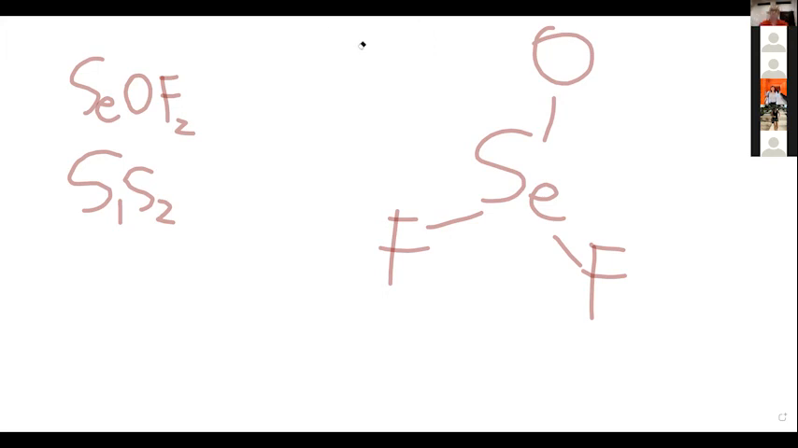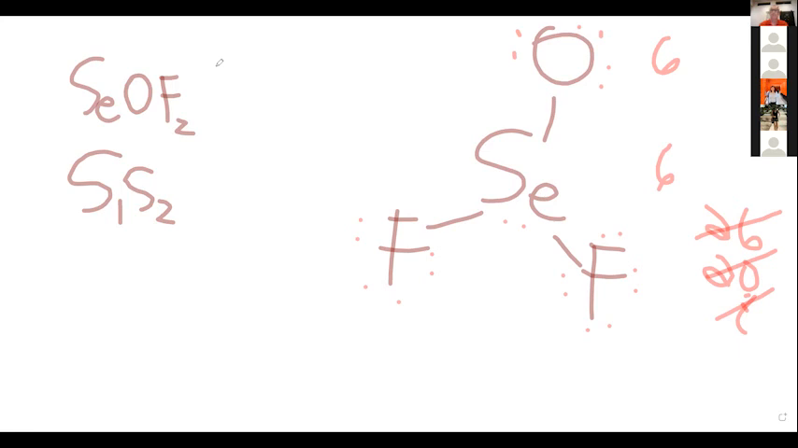12 plus 14, 26. So 6 plus 6 plus 14, right, 26. And we've used 6 in bonds, so we've got 20 left. So 1, 2, 3, 4, 5, 6. It's 12. I've got 8 left. So I go 1, 2, 3, 4, 5, 6. Got 2 left, and I put them here.